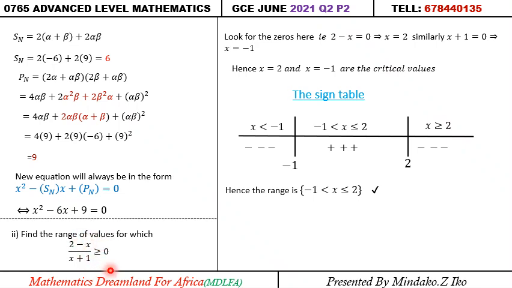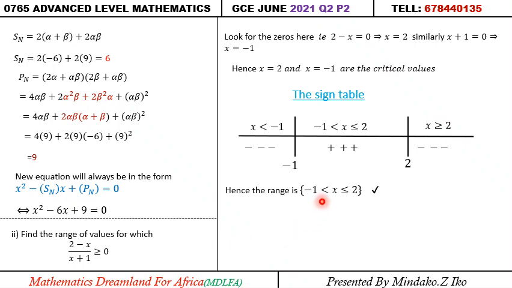Since the condition is that this function should be greater than or equal to 0, it should be 0 or greater than 0. So 2 minus 2 is 0, and 0 divided by any number, say 3 here, is still 0. It means this part is included. If something is included, you write a less than or equal to, or a greater than or equal to. So in our case, x lies between -1 and 2, and since 2 is included, it is because at x equals 2 this inequality is defined.